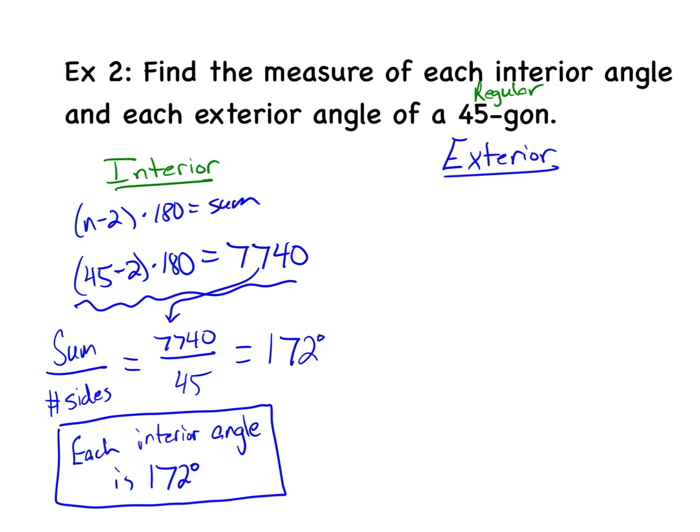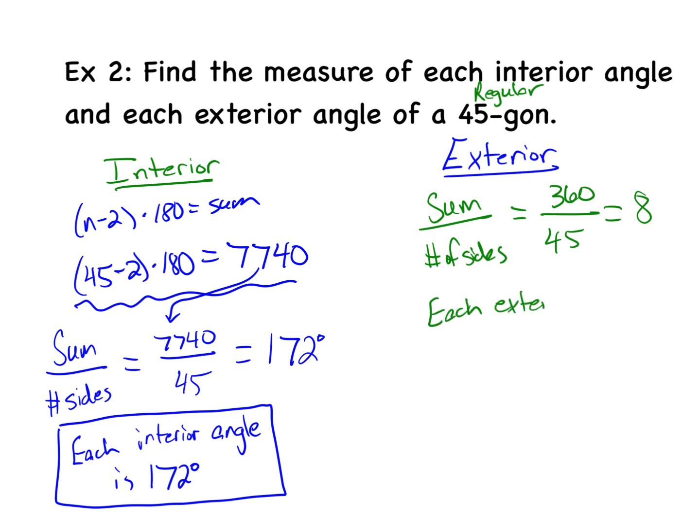All right, now let's do the exterior. It's going to be the same thing. It's the sum divided by the number of sides. What's the sum of the exterior, though? 360, right? We said the exterior sum's always 360. So this one's a little easier, and then it's divided by 45 again. And what do you get? 8. So each exterior angle is 8 degrees.